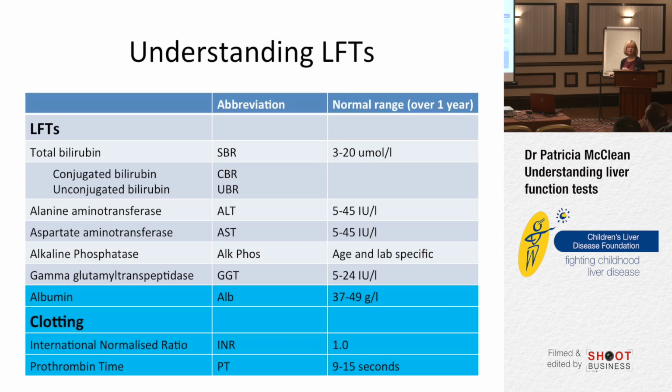And then we talk about synthetic function, and that's because the liver makes proteins, and the two proteins that it makes are albumin and clotting proteins. And so you'll hear people talking about they've got good synthetic functions. That means that the liver disease is still stable enough that they're able to make the proteins that they should be making.